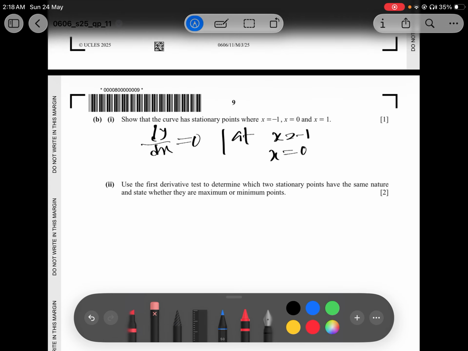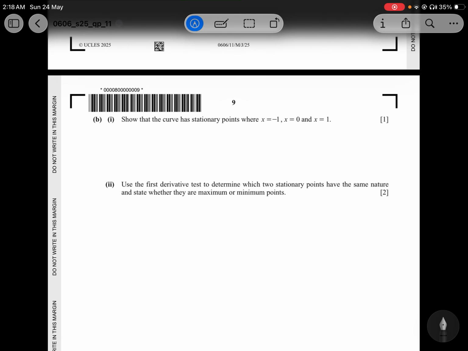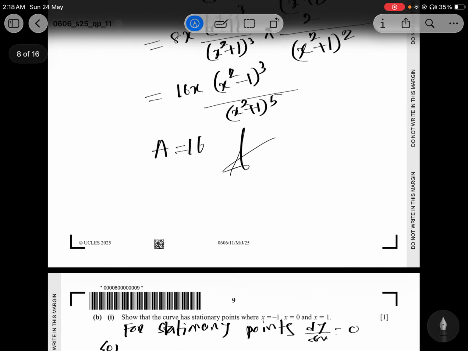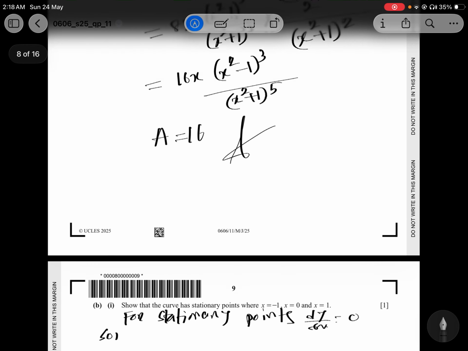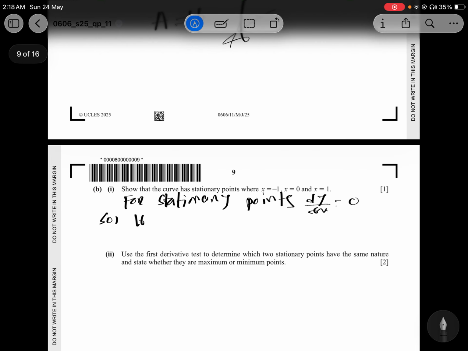Okay, so I want to rewrite my answer here. For stationary points, dy/dx is equal to 0. So 16x(x square minus 1) to the power 3 over (x square plus 1) to the power 5 is equal to 0. Here x would become minus 1, x would become positive 1, x would become 0.